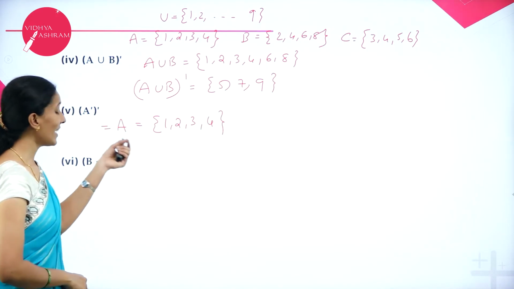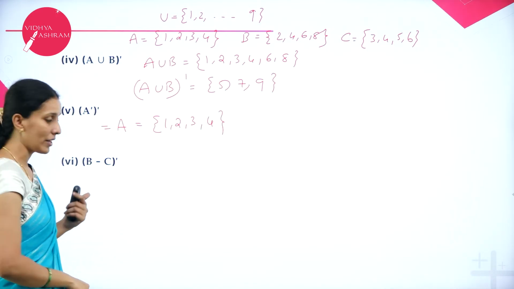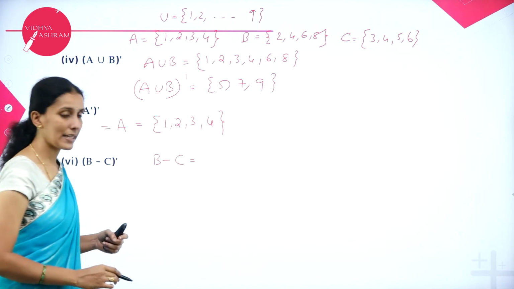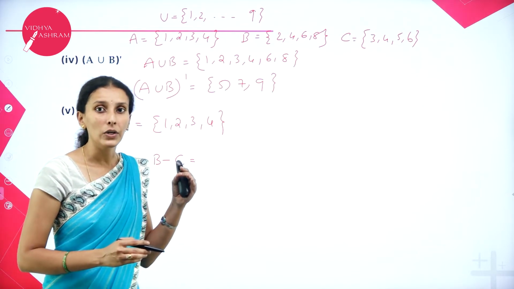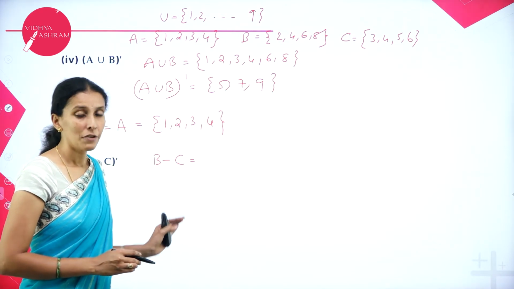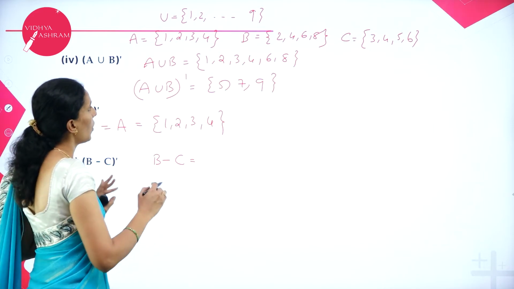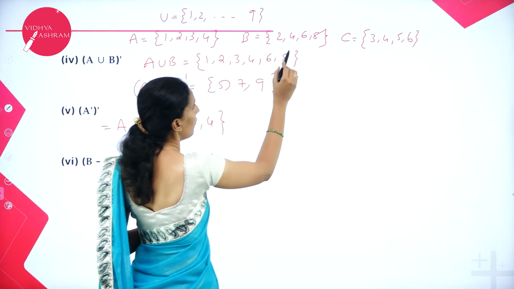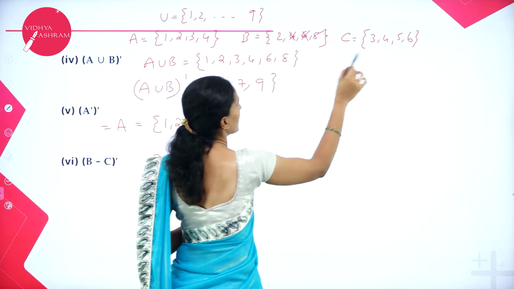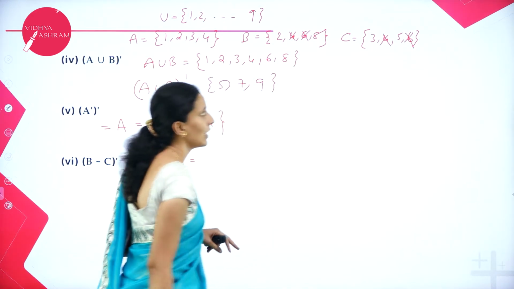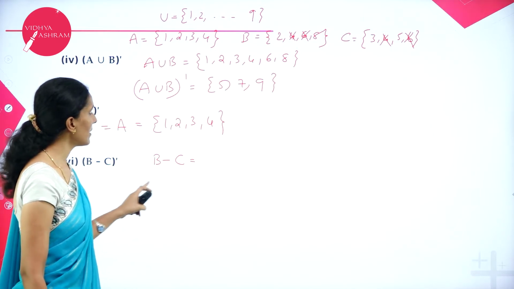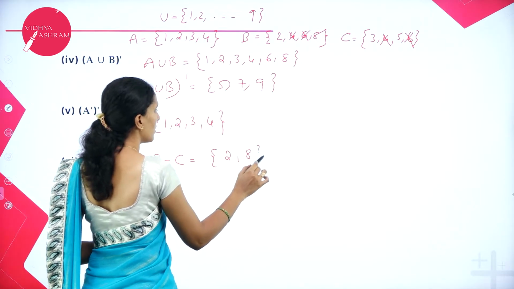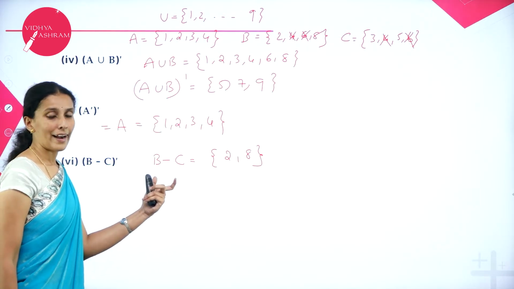Next, B minus C whole dash. Here comes a difference. First, B minus C. B minus C means write only the elements of B which are not in C. So, what are the elements present in both B and C? We have 4 and 6. Leave 4, 6. Write only the elements in B. So, what are the remaining elements? 2 and 8.